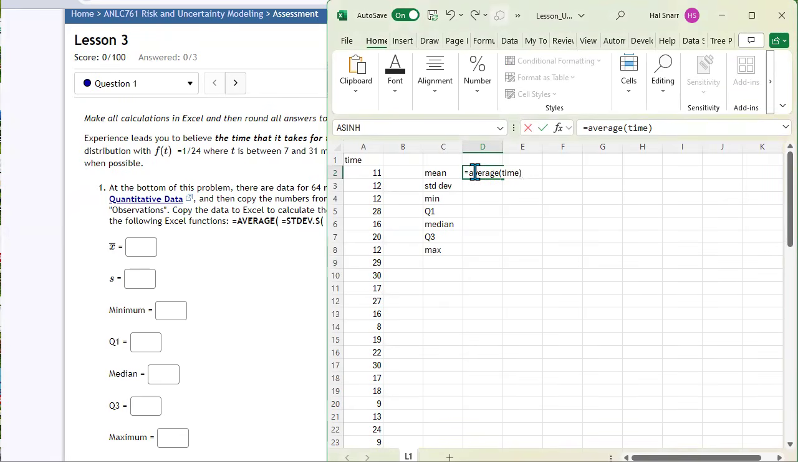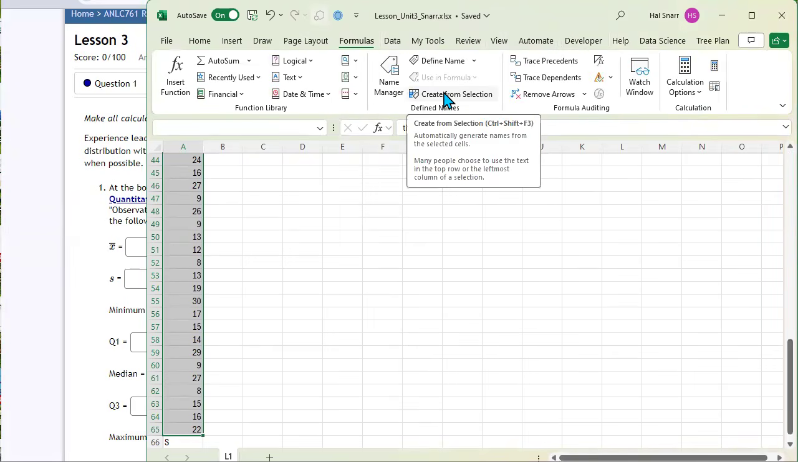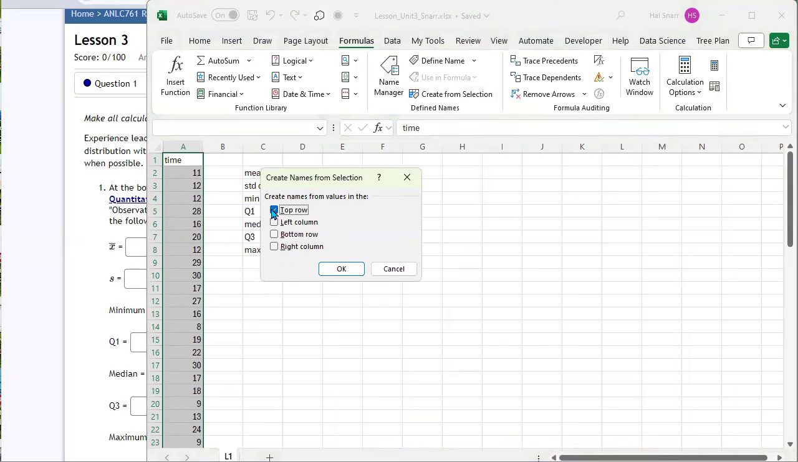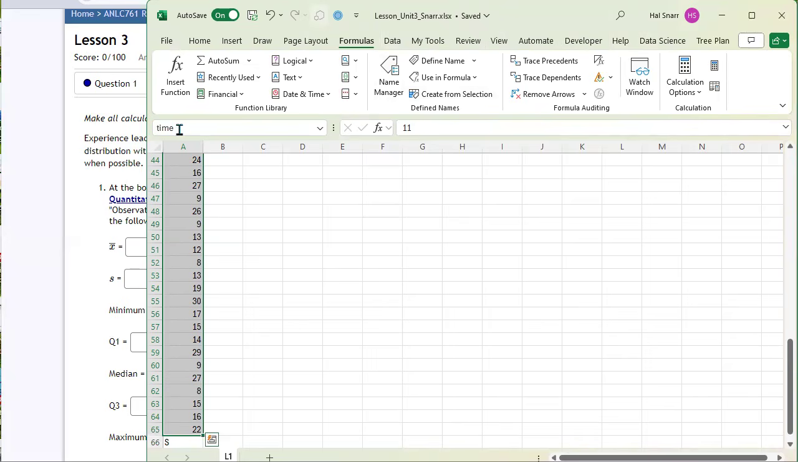I'm going to define a set of cells as the variable time. Now, in order to do that, I'm going to highlight A1 down to, not including the S, the last number in row A65. Then I'm going to come up here, let me widen this up, and click on create from selection. And then I'm going to make sure that only the top row is checked. What's going to happen here is these numbers are going to be named time. And notice what happens when I do that. If I highlight only the numbers, this name time shows up, right?